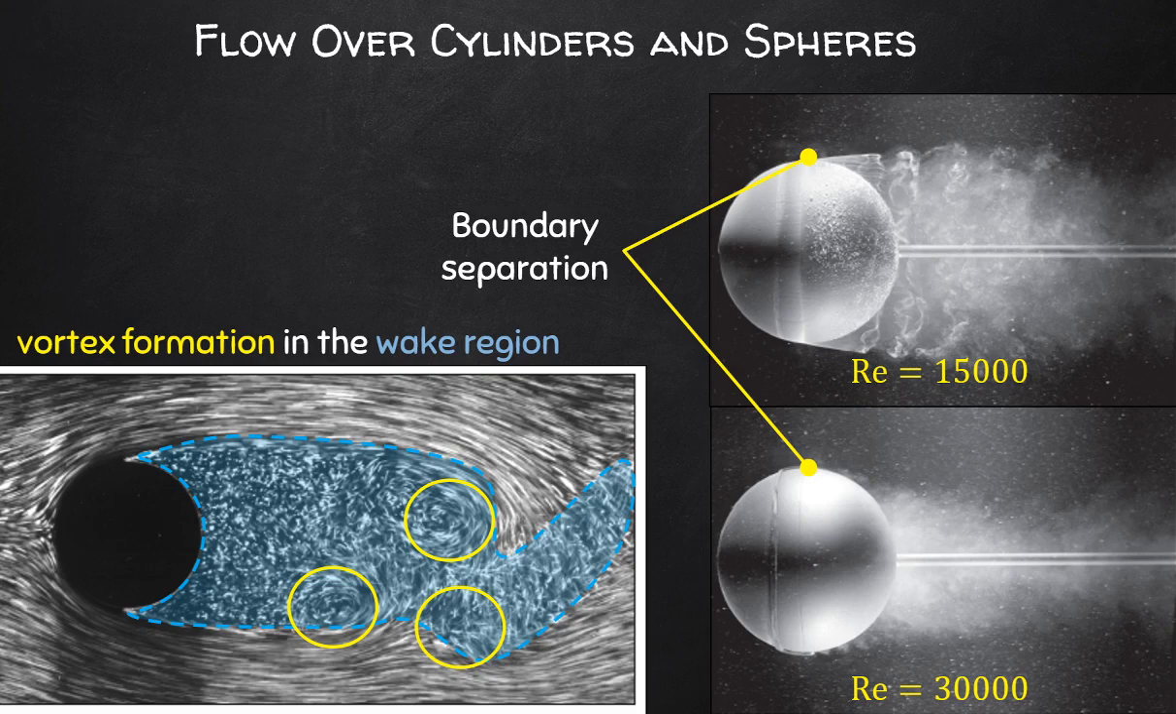Now, for higher Reynolds numbers, double of 30,000, this shedding occurs closer to the back of the sphere at an angle of 140 degrees.